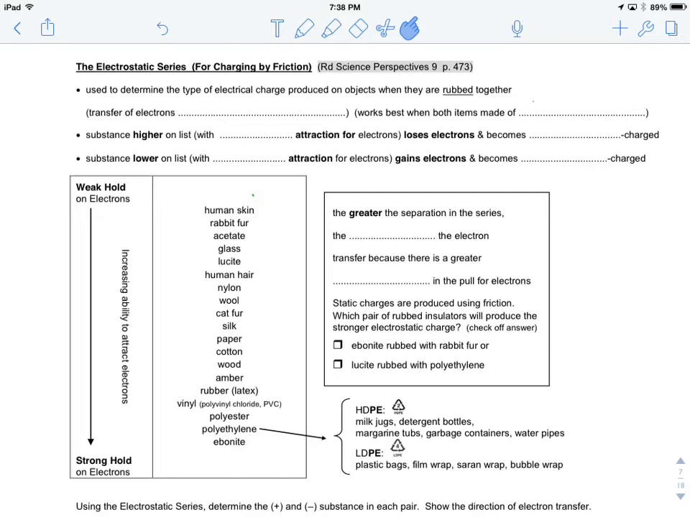We're going to answer that question, why? Why rabbit fur? Why ebonite? Why polyethylene? Why lucite? Why these things, and how come I get a transfer of electrons?